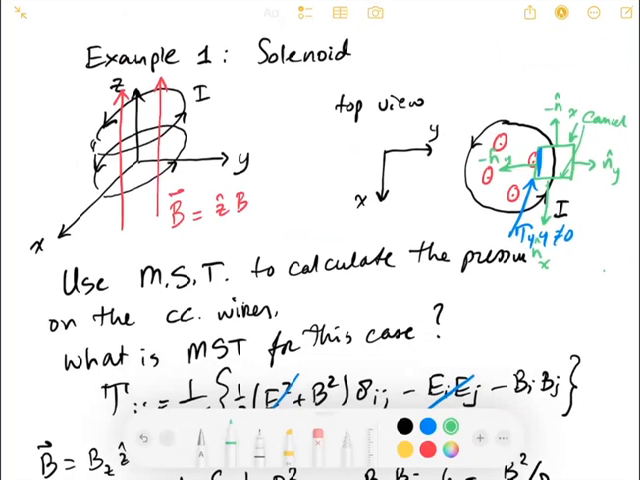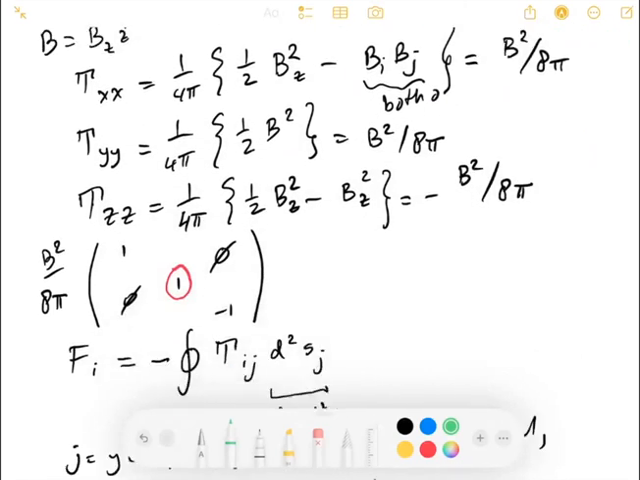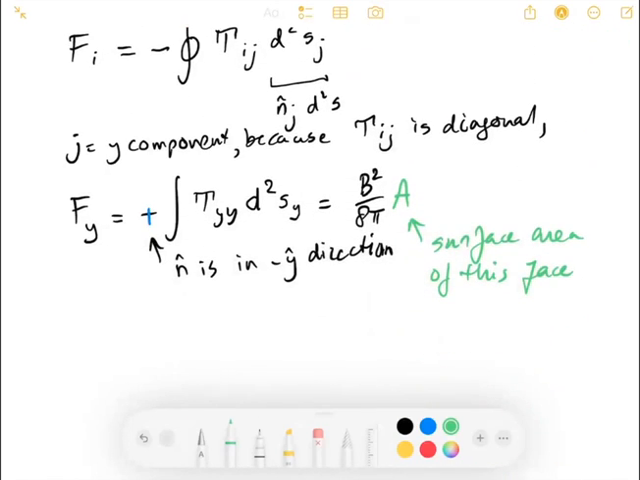So let me make sure. Box, small box, such that the current I is just going straight up. Okay, so what do we get? In the end, we get a force in the y direction that is proportional to the area. So therefore, the pressure is the force over the area. It's just B squared over 8 pi.